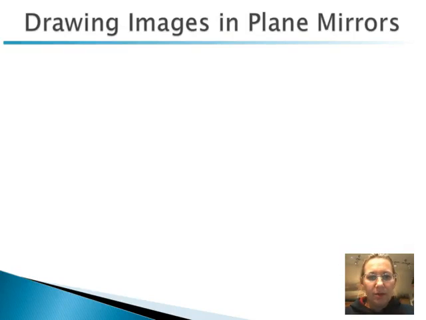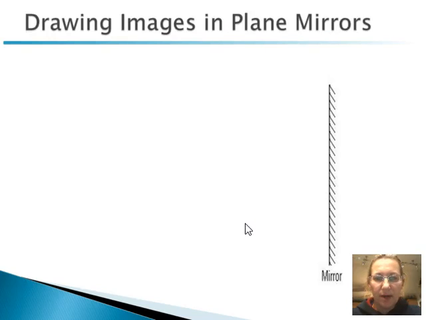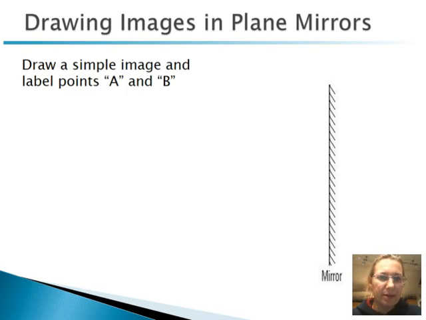Okay, we're going to go through the steps to drawing images in a plane mirror one more time. So if you're not sure how to do it, just follow along one more time. The first thing obviously we have to do is start with our scientific drawing of a mirror, and we have to draw a simple image. The simplest image is a straight line, and we can label those two points A and B.